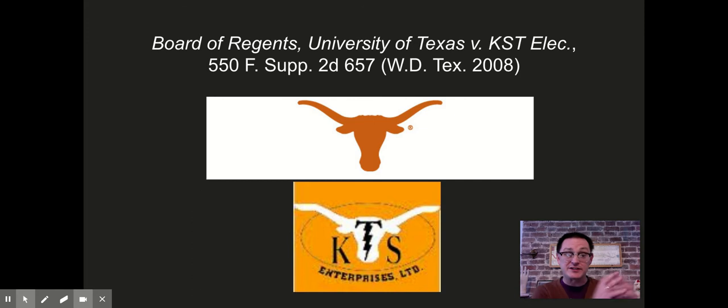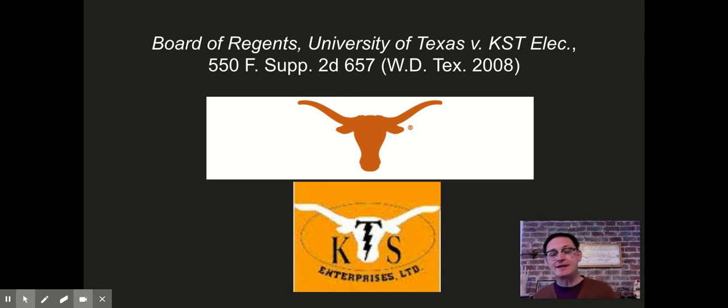But if only some people, or only a subset of people, have those kinds of associations, then the mark isn't famous. Okay, well, what happened here? We have the University of Texas, which has registered the Texas Longhorn logo, right? And they use this for their football team. They use it in all manner of other contexts. It's been a registered mark for a long time. It's very well known, obviously, in Texas among sports fans, et cetera, et cetera.